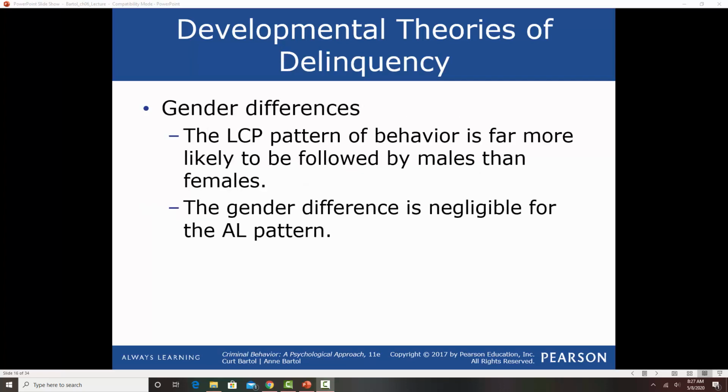Gender differences: I already mentioned that Moffat said that the life course persistent pathway is more likely to be followed by males. He suggested 98, 99% males. We might see a higher incidence of females now because we have more juvenile females being arrested. We don't see a lot of difference for the adolescent limited pattern in terms of gender differences.